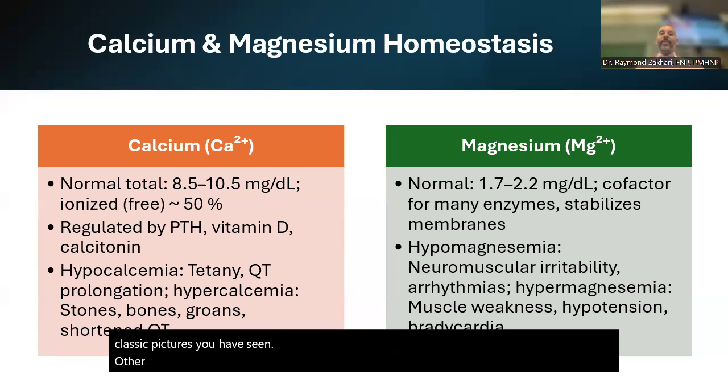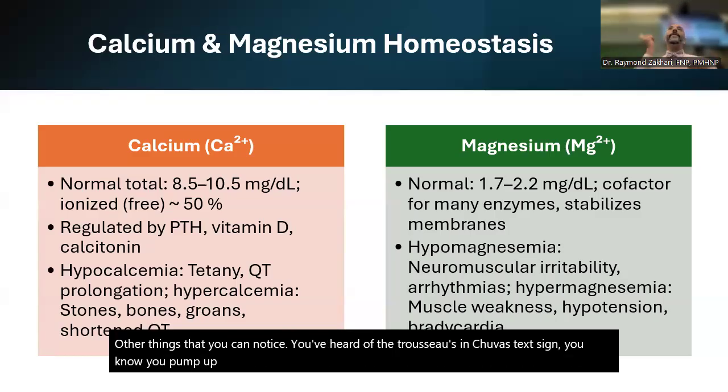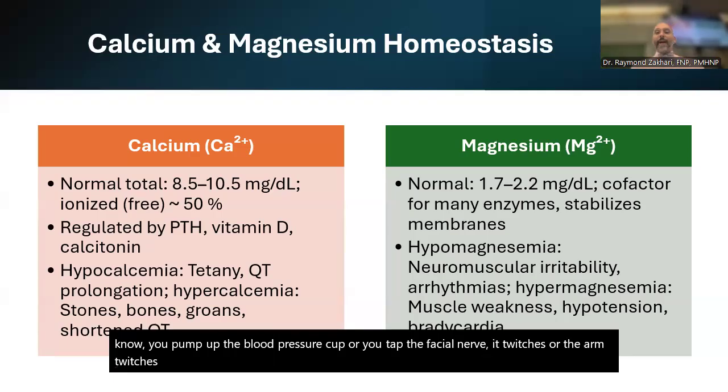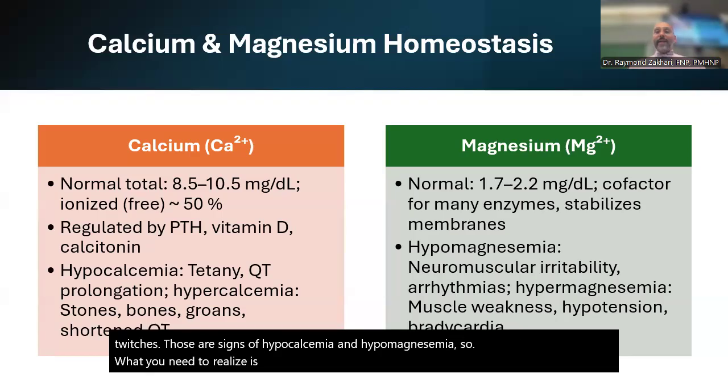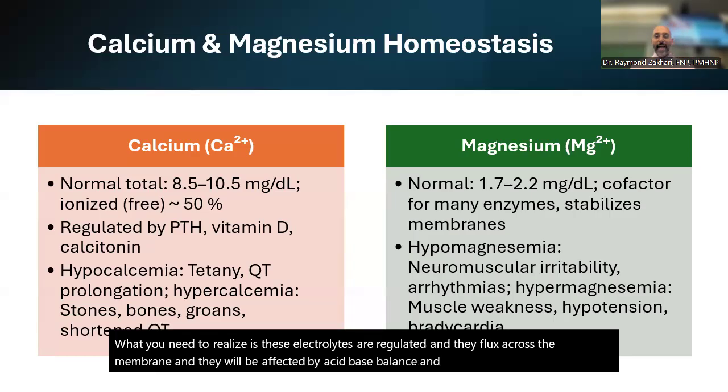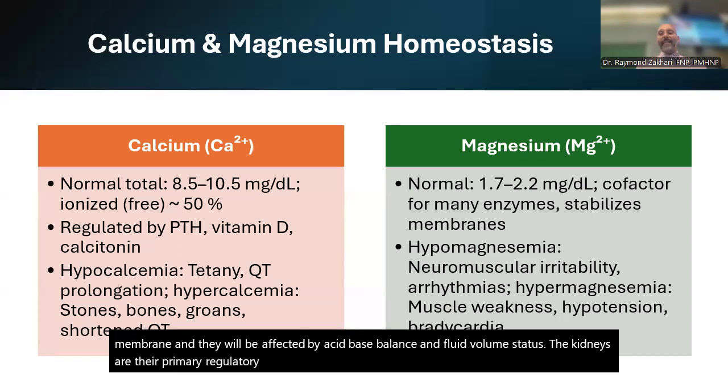Other things that you can notice, you've heard of Trousseau's and Chvostek's sign. You pump up the blood pressure cuff or you tap the facial nerve, and it twitches or the arm twitches. Those are signs of hypocalcemia and hypomagnesemia. So what you need to realize is these electrolytes are regulated and they flux across the membrane and will be affected by acid-base balance and fluid volume status. The kidneys are the primary regulatory mechanism of magnesium.